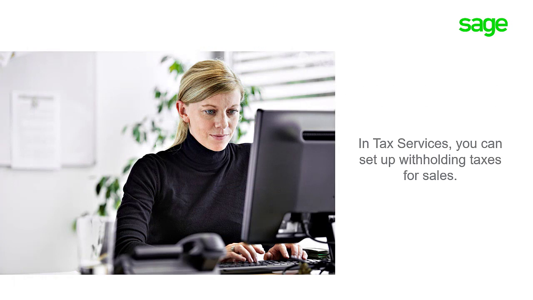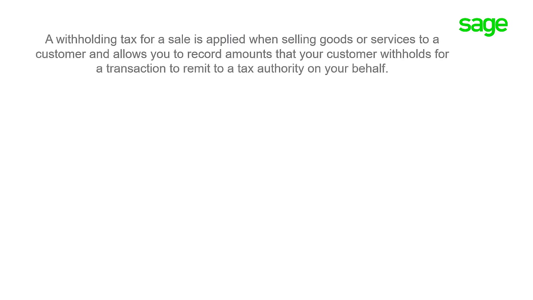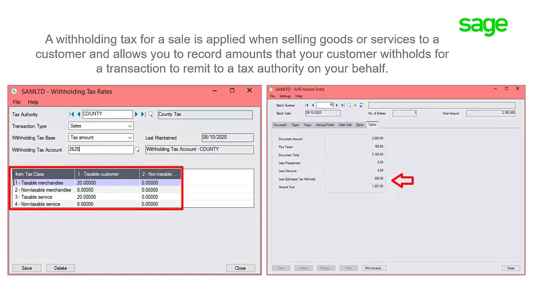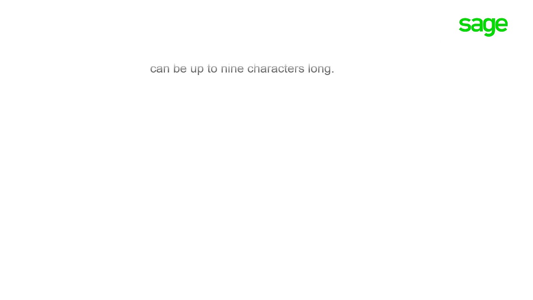In tax services, in addition to withholding taxes for purchases, you can now set up withholding taxes for sales. A withholding tax for a sale is applied when selling goods or services to a customer and allows you to record amounts that your customer withholds for a transaction to remit to a tax authority on your behalf.